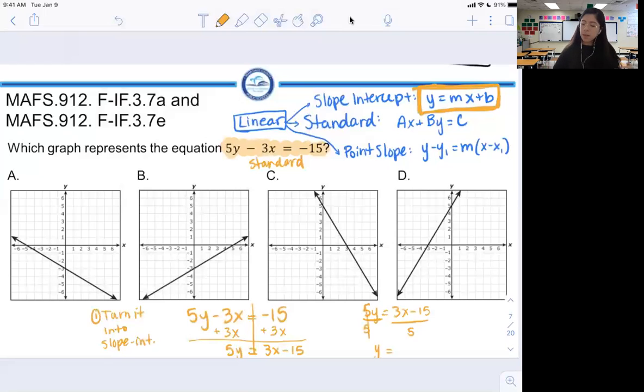0.6. I want to keep it as a fraction because remember that slope is rise over run, okay? So if we keep it as a fraction, it's actually more useful that way. So even though, yes, it's 0.6, it's the same thing as 3/5 x minus 3. We divide by 5. Okay, so now what do I know about this function? I know that the slope is what?